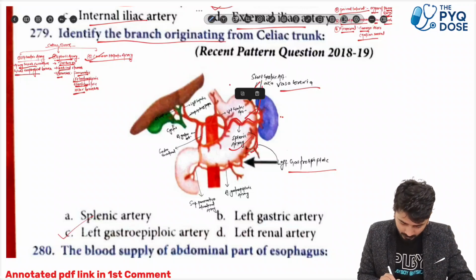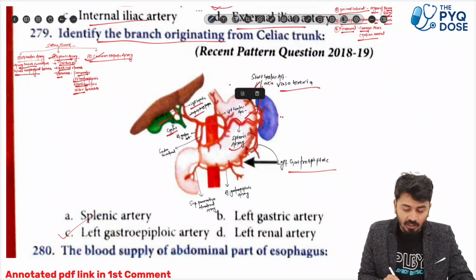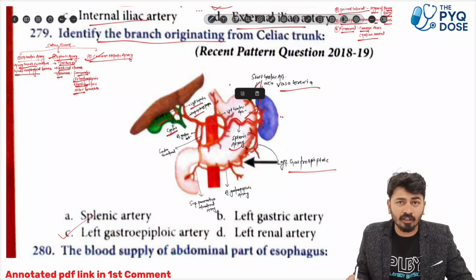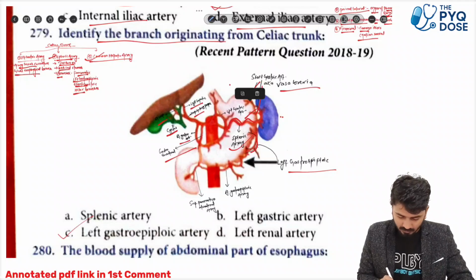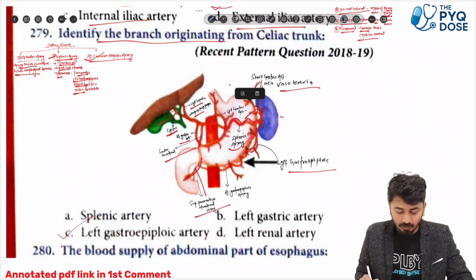Now here, this is the celiac trunk, and here is the hepatic artery proper. This is the left hepatic, this is the right hepatic, and this is the cystic artery to the gallbladder. Next is the right gastric artery, and this is the gastroduodenal artery to the duodenum. This one is the superior pancreaticoduodenal artery, and this is the right gastroepiploic artery.